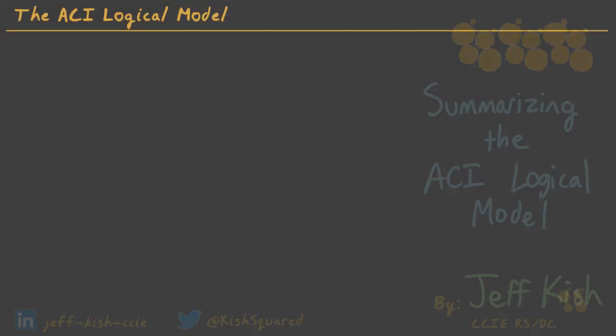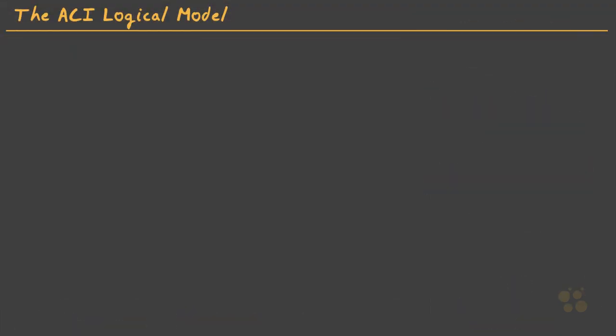We've now covered every component of the ACI logical model, and by the end of this nugget, we'll have reviewed everything from start to finish and see the entire model laid out before us. As we build the ACI logical model from the ground up, we start with endpoint groups at the bottom.